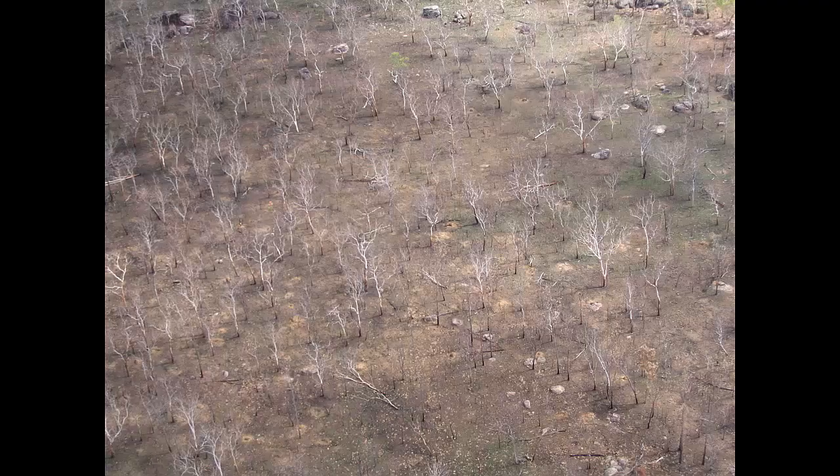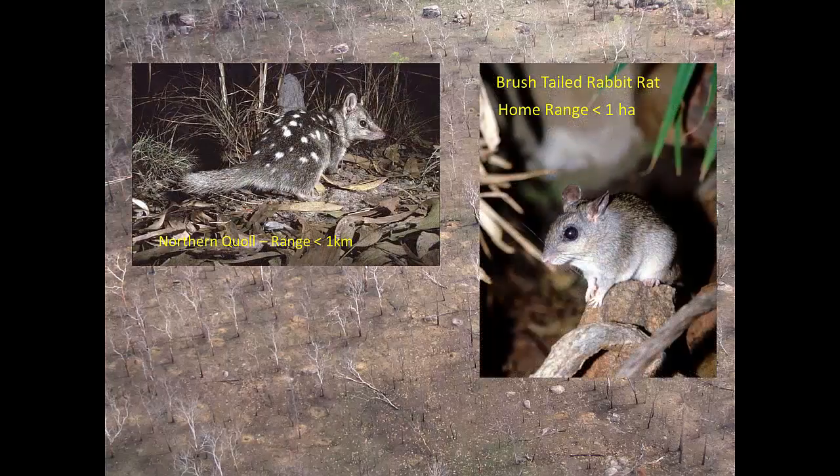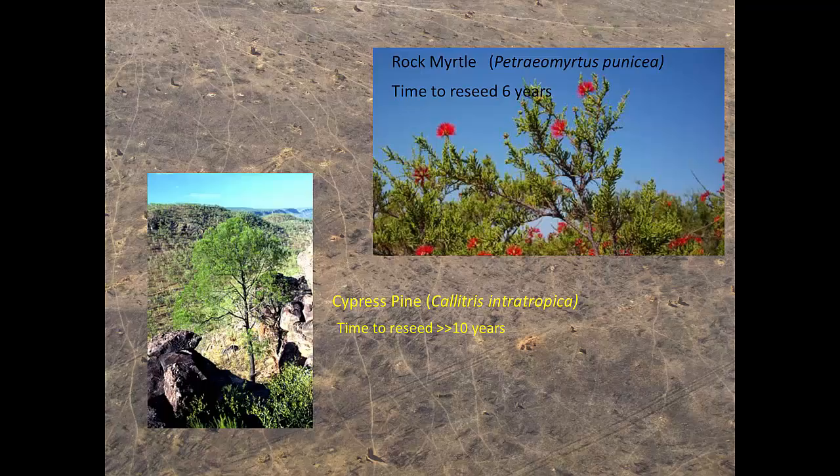This is a picture of what a late, hot, dry season fire is. There's no food, there's no habitat, and particularly for some of these smaller mammal species like the quoll or the beautiful brush-tailed rabbit rat, with these small home ranges, they've got nothing to eat, no habitat, so they disappear from some of these environments. Similarly, with some obligate seeding plant species, such as the rock myrtle or the cypress pine, it can take quite a long time for them to reseed, so high fire frequencies and high late dry season fire frequencies cause local extinctions of these species.